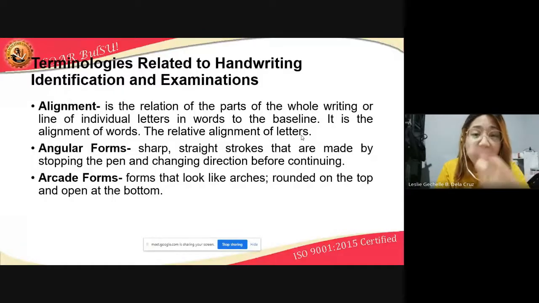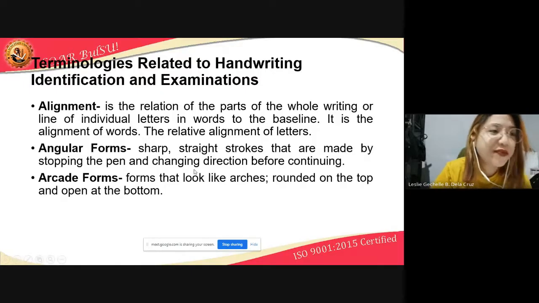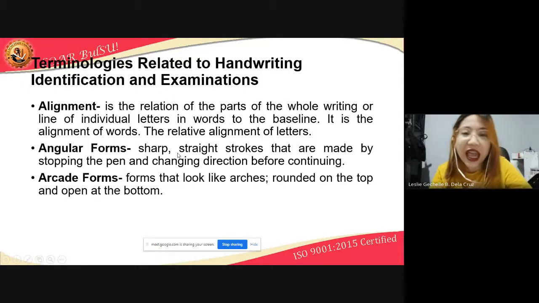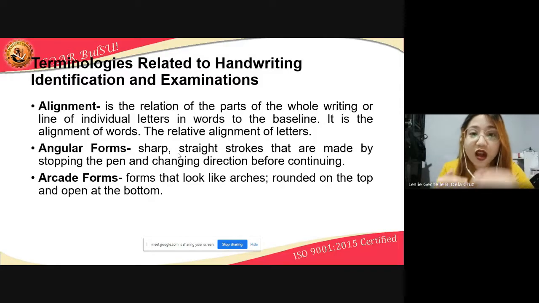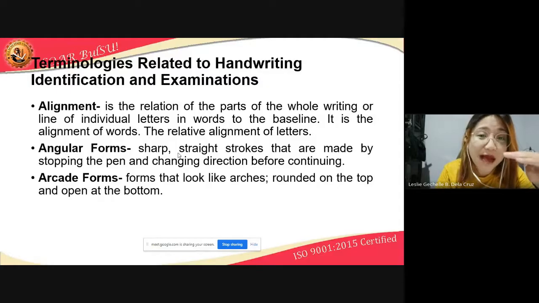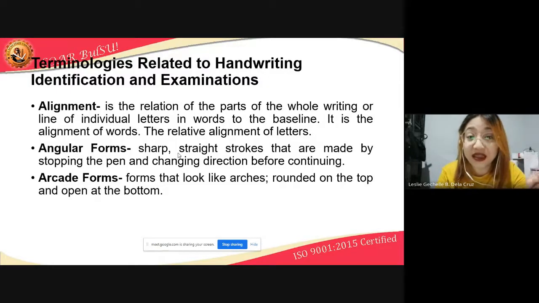Two types yun: lined and imaginary. Okay, imaginary baseline, lined na baseline. Katulad sa yellow pad, sa yellow paper, di ba? Literal na may linya, pati sa mga notebook natin. Yun, lined yun. Yun na yung actual na baseline. But for examples like this, ito presentation natin, this is imaginary. Okay. Pag sinabi nating alignment, yung sabi nga dyan, relation of the parts of the whole writing or the line of individual letters to the baseline. Kung yung mga letra mo umaapak ba doon sa baseline, yun yung alignment.